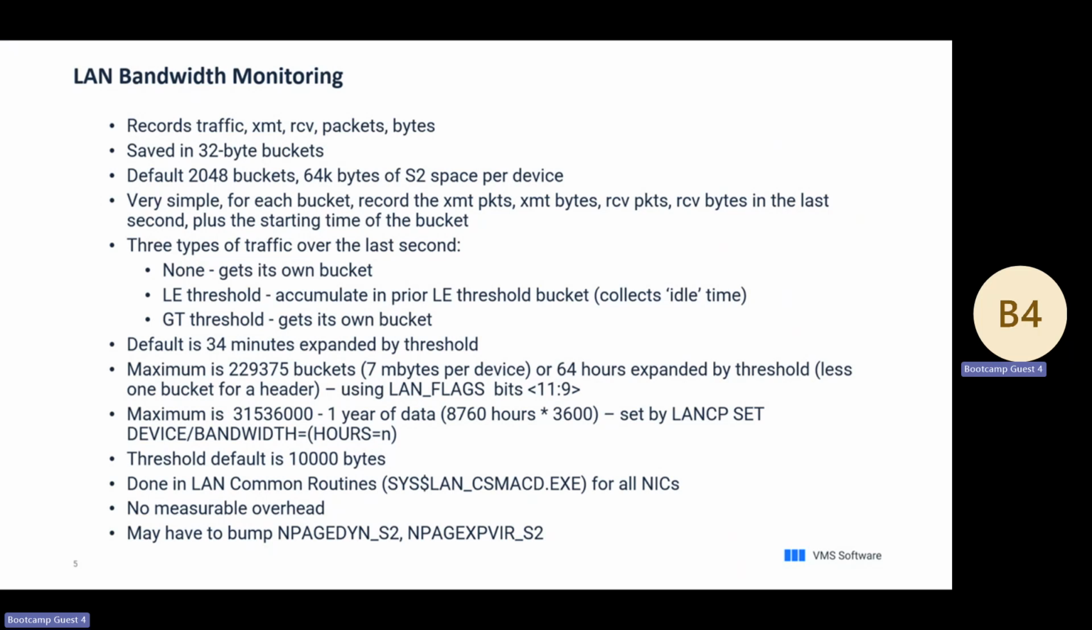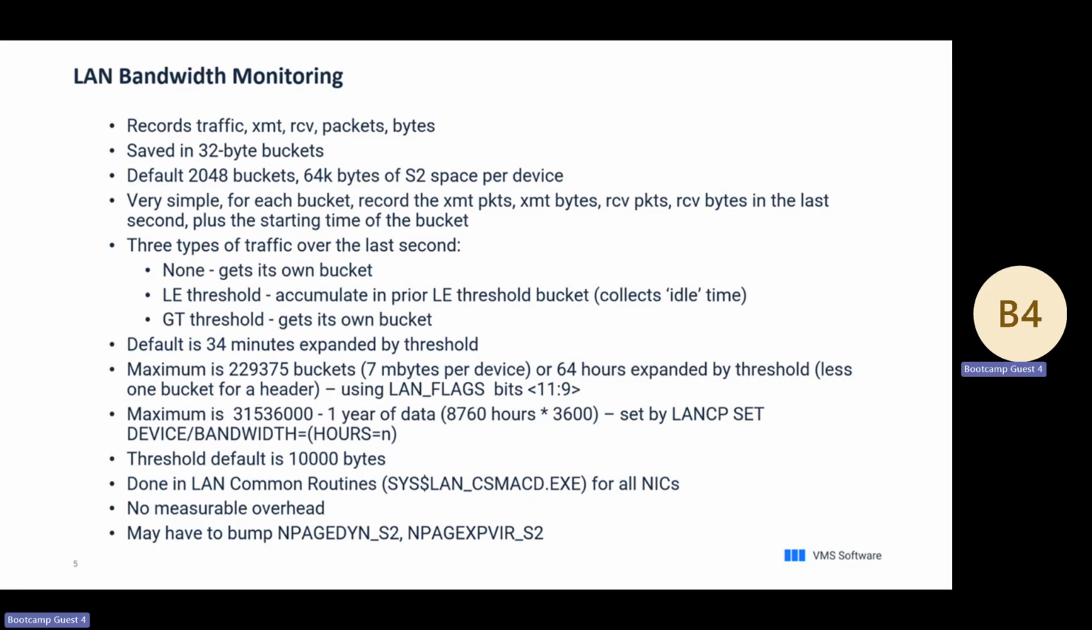So what this does is record all the traffic, transmit and receive packets and bytes, and it's saved in a 32-byte bucket. Each bucket is nominally 1 second. So every second you collect the transmit and receive packets and bytes. It's very simple. You just save that in this bucket along with the starting time of the bucket. So by default, you have 34 minutes worth of data, 2,048 buckets, and that all comes out of S2 space.